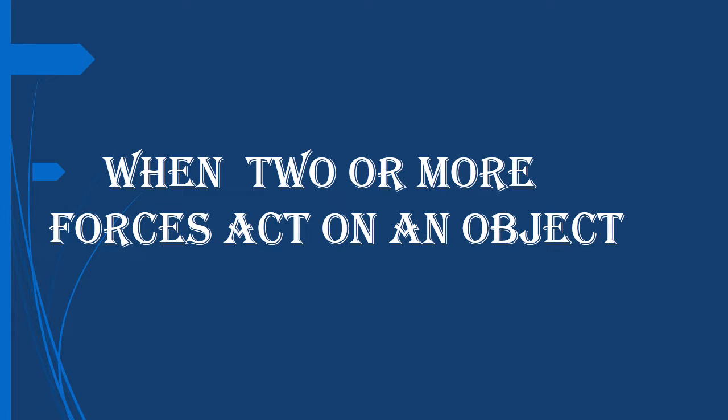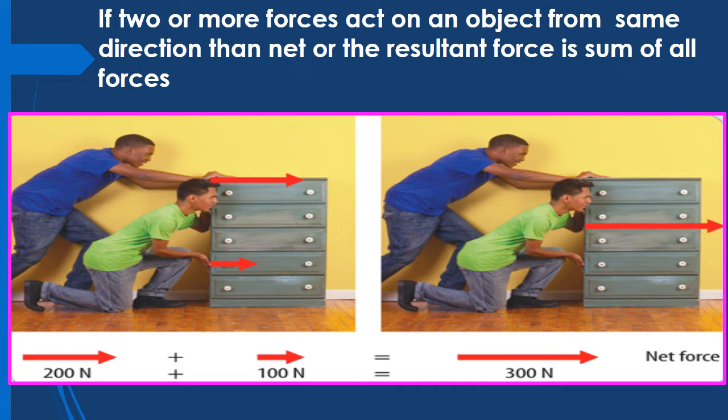Now when two or more forces act on an object, what happens? Let's see. If two or more forces act on an object from the same direction, then the net or resultant force is the sum of all forces. Children, if you observe the picture, in the first part you can see that two people are trying to push the object. The one with the blue t-shirt is applying a force of 200 Newton, while the one with the green is applying a force of 100 Newton, and both are applying in the same direction.